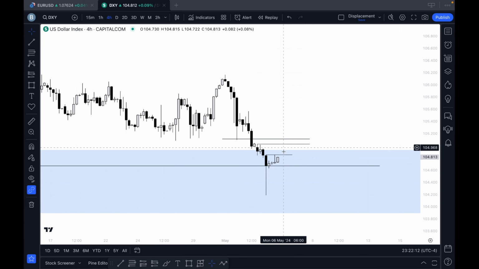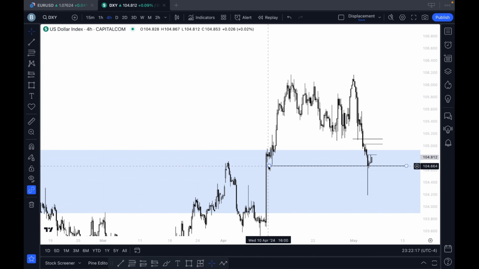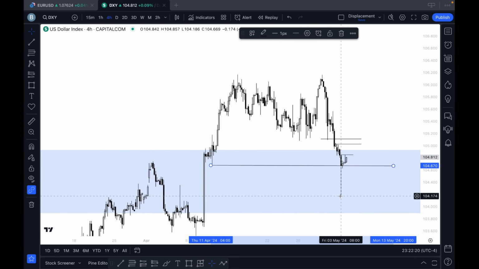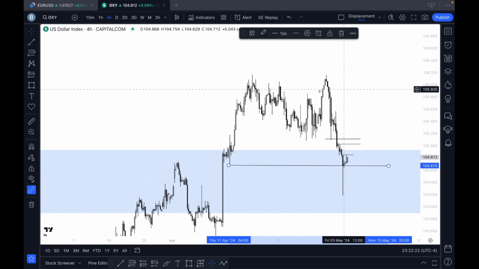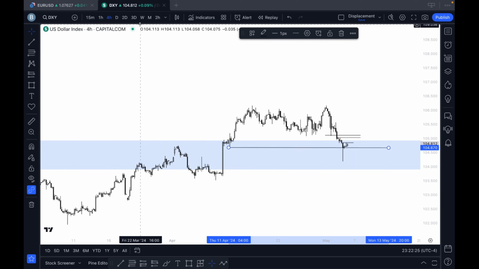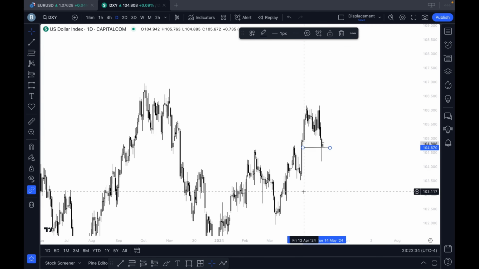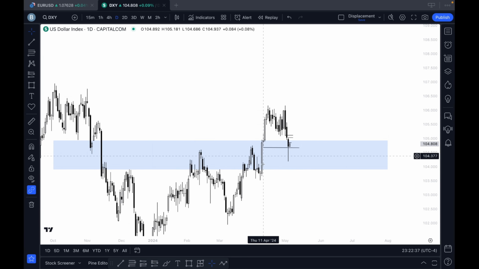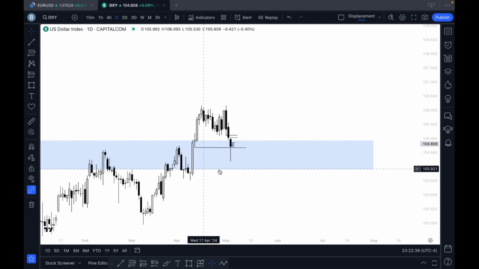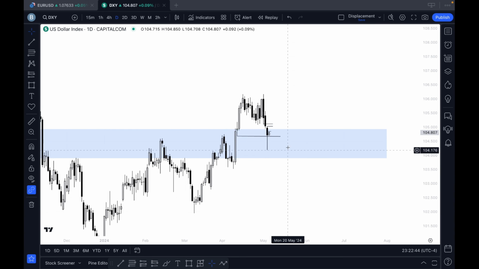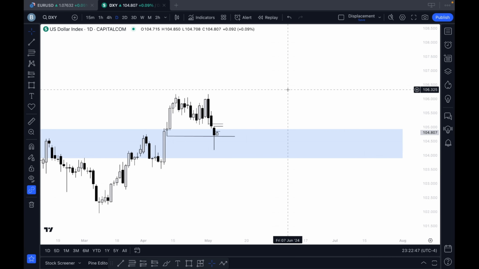If we close above this candle high, then we can expect price to move higher, because this will become my order block. Price took out this low, so this will become my order block, and we can expect price to move higher. So this is the bias for DXY, and the bias is bullish, but this bias will be invalidated only when this favorable gap gets invalidated. If it gets invalidated, then I will think about changing my bias. Until then, the bias will remain bullish.